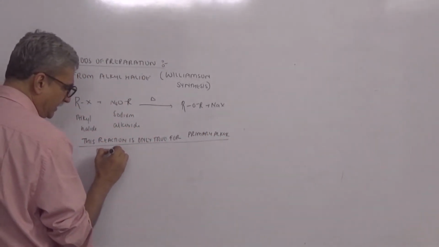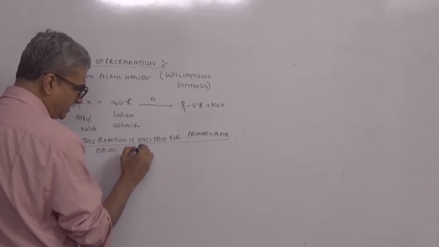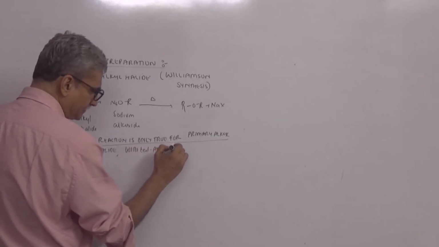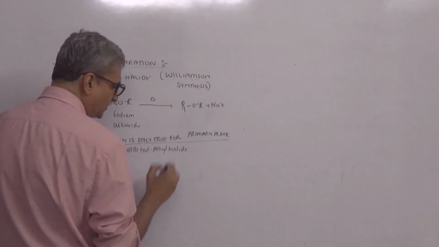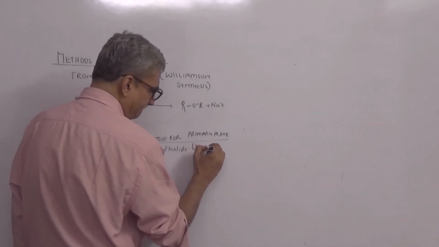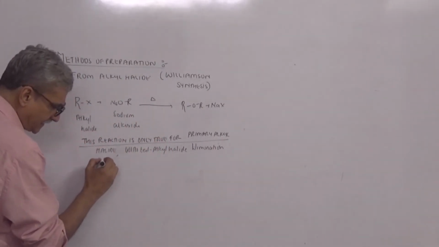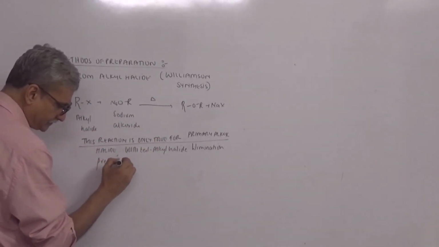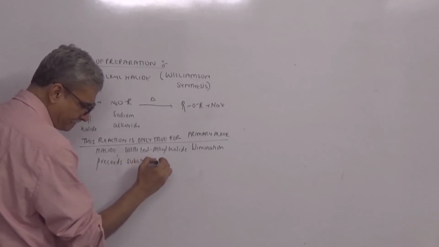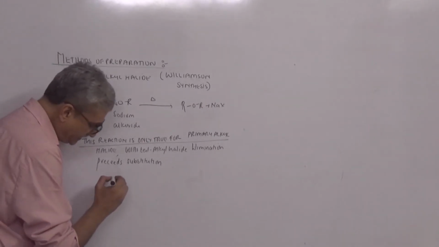Primary alkyl halide. Correct? What happens with tertiary alkyl halide? With tertiary alkyl halide, elimination precedes substitution. Elimination precedes substitution. That is what is going to happen.